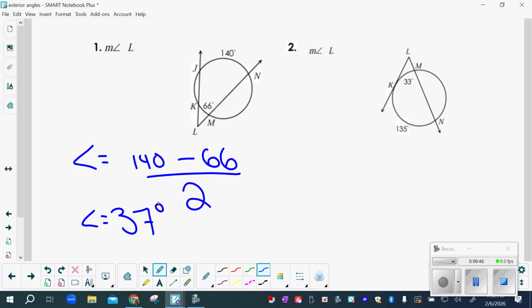Can everyone do number 2 with their neighbors? Help your neighbor do number 2 for me. I'm walking around because I have nothing to do. You're doing number 2 for me. Number 2. Yes. 140 minus 66 divided by 2.